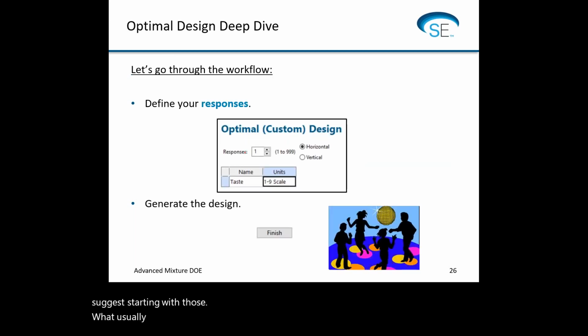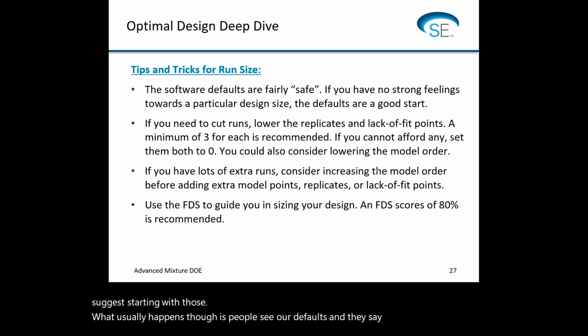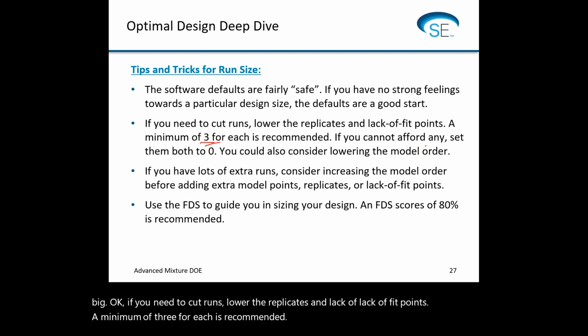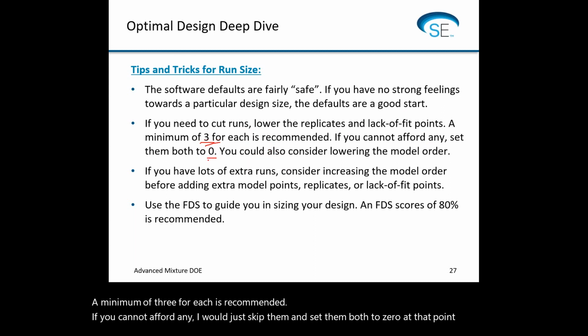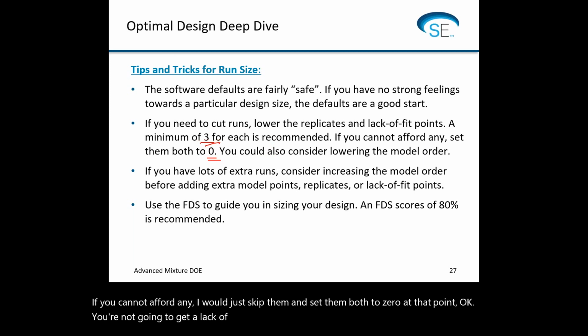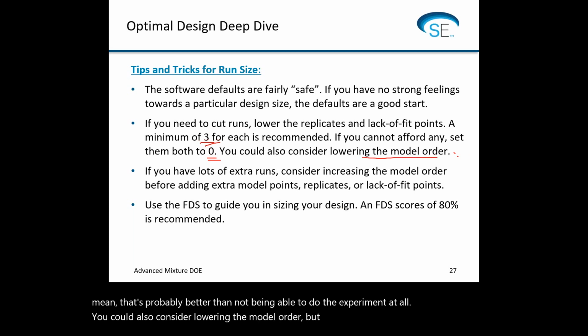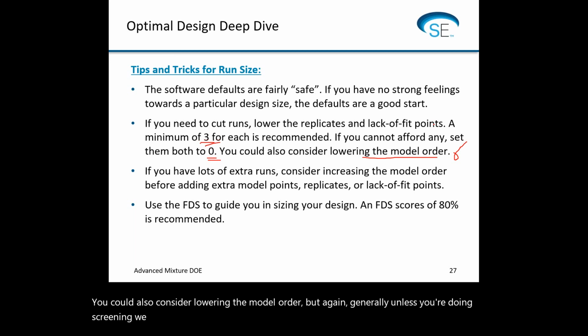What usually happens though is people see our defaults and they say, well, this design's a little bit too big. Okay, if you need to cut runs, lower the replicates and lack of fit points. A minimum of 3 for each is recommended. If you cannot afford any, I would just skip them and set them both to 0 at that point. You're not going to get a lack of fit test, and you might have big gaps in your design space, but that's probably better than not being able to do the experiment at all. You could also consider lowering the model order, but again, generally, unless you're doing screening, we really don't like to go below quadratic.